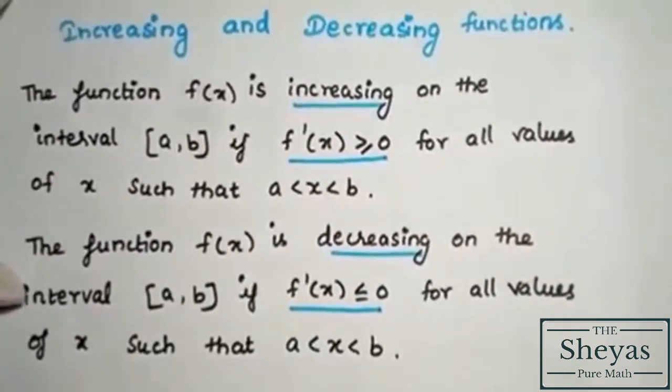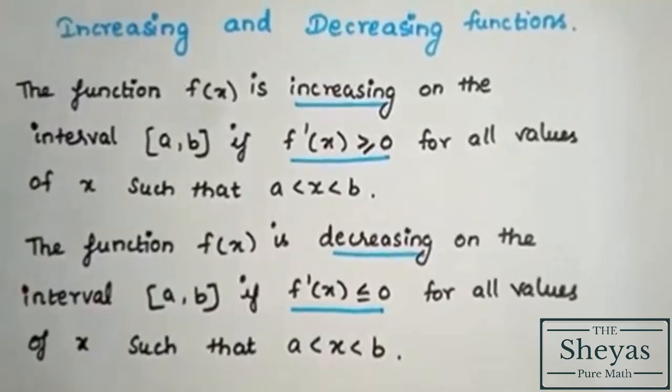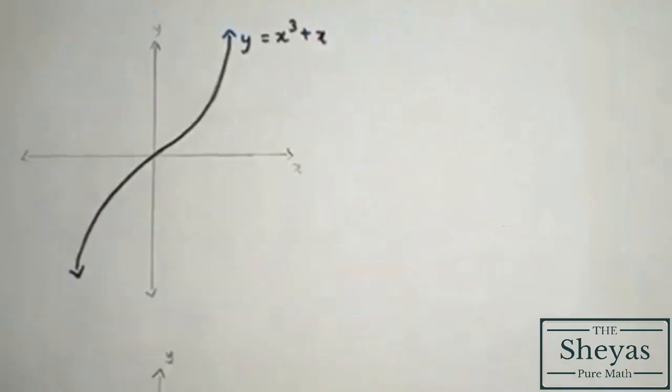So in a simple way, how can we say? If f dash of x is greater than or equal to 0, the function f of x is increasing, and if f dash of x is less than or equal to 0, the function f of x is decreasing. Let us see these increasing and decreasing functions in the graph.